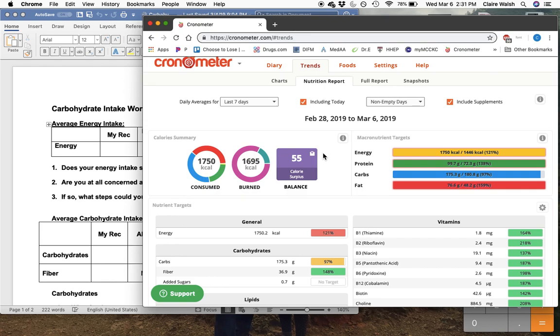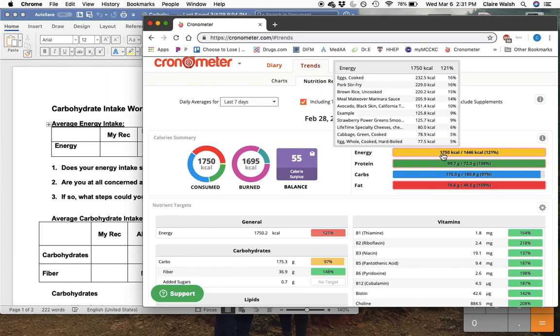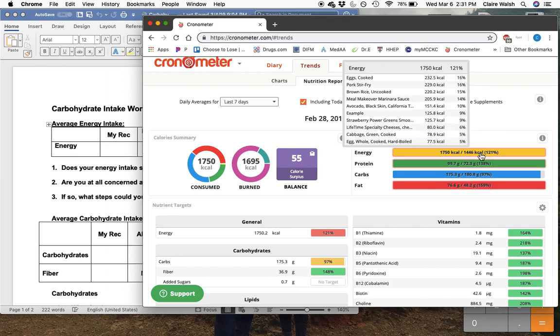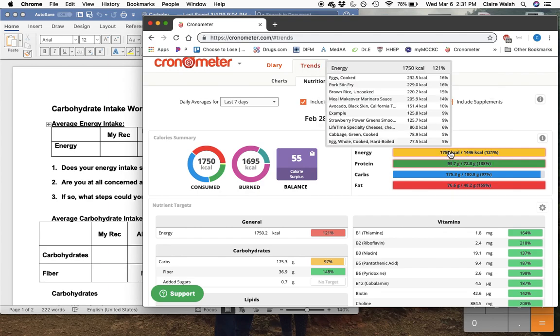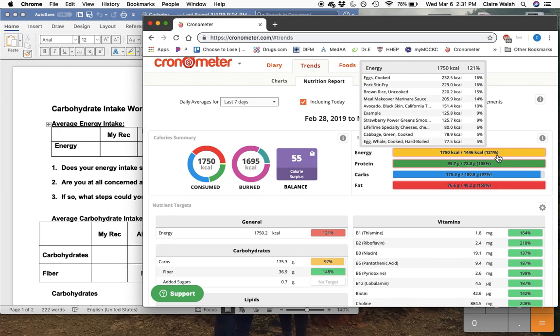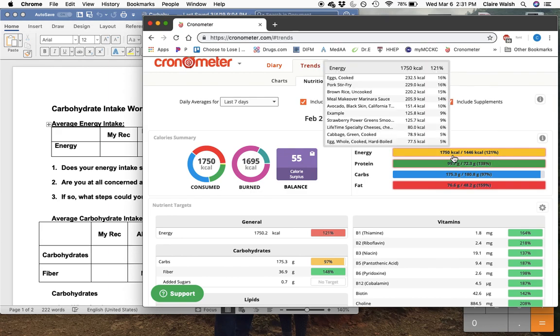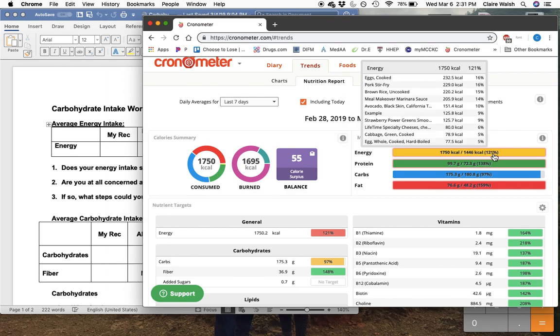So here we are. And you can see over here on this yellow bar, the top bar is energy or calorie intake. So the first number is what you actually ate. The second number is your recommendation. And then the percentage behind that is the percentage of the recommendation that you ate. So for those of you who struggle a bit with math, this is a really good key. If what you actually ate is more than the recommendation, then your percentage should be over 100. If what you actually ate is less than the recommendation, then this percentage will be less than 100.